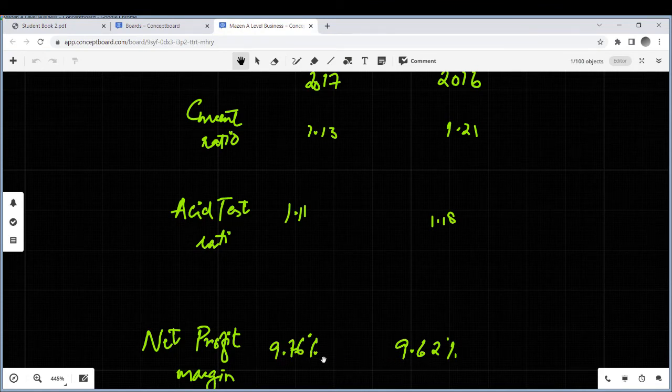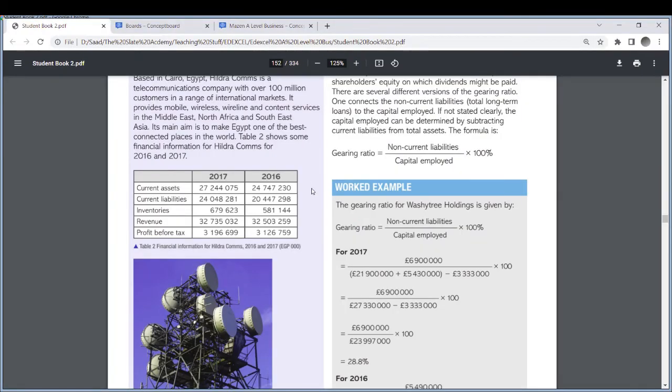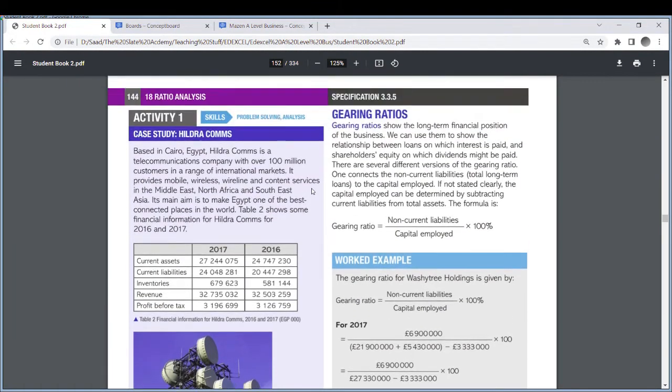So they are charging relatively higher prices as compared to the increase in cost of goods sold. That could be one reason. The other reason could be that they are managing their operations more efficiently. They have controlled their operating expenses. Okay, all these combined have led to an increase in this ratio. So this is how we'll comment on that.